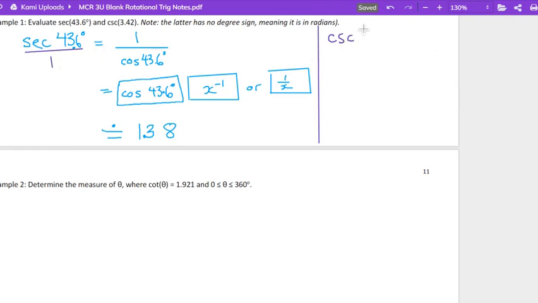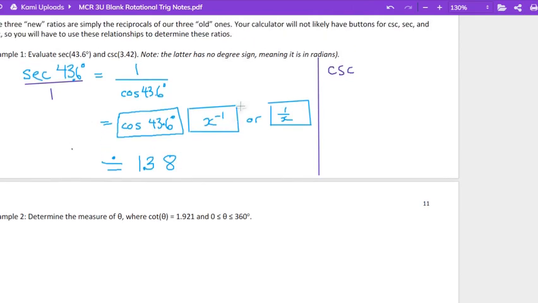Okay, let's try again. Forget 3.42 because that is in radians, and I don't want you to switch your calculator into radians. 3.42 is going to be approximately 330 degrees. So let's do cosecant of 330 degrees. You can't punch that in your calculator, but what you can do is find out what is 1 over sine of 330 degrees. So again, you're going to use that special button.